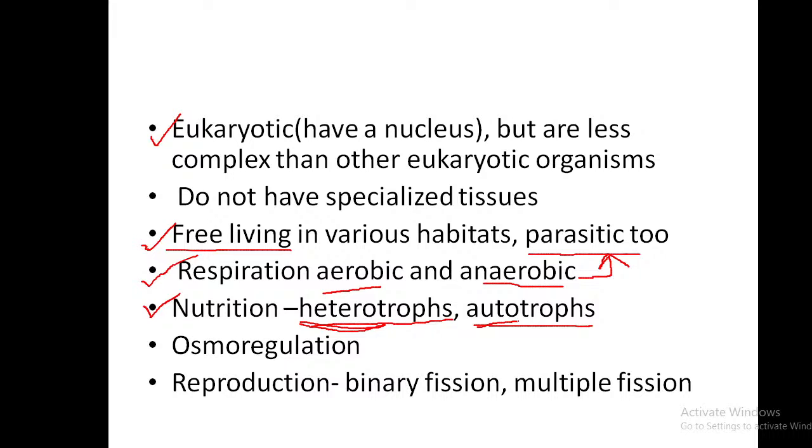Now, autotrophic protists will have chloroplast. They are plant like, or they have chloroplast. They prepare food with the help of chloroplast. Now next is osmoregulation. Osmoregulation means maintaining the osmotic condition. They maintain a proper condition in the free living cell.